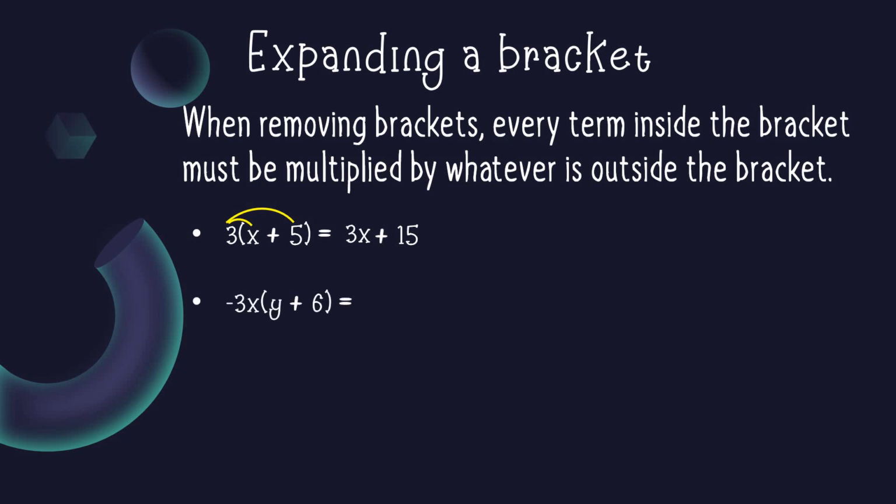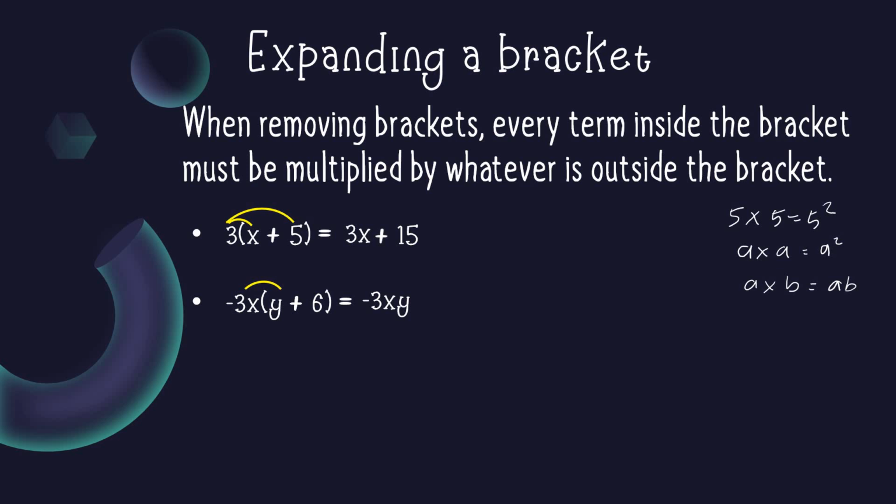Next is this one, negative 3x times y plus 6. So negative 3x we will multiply first by y. That will become negative 3xy. I want to remind you about the things that we have learned before. Just like 5 times 5 equals 5 squared. A times A equals A squared. A times B equals AB. Just the same with this one. X times Y equals XY.